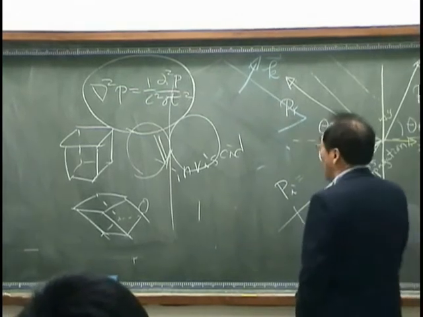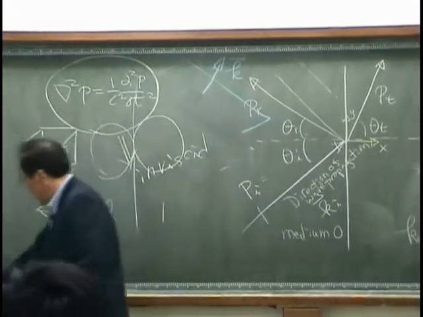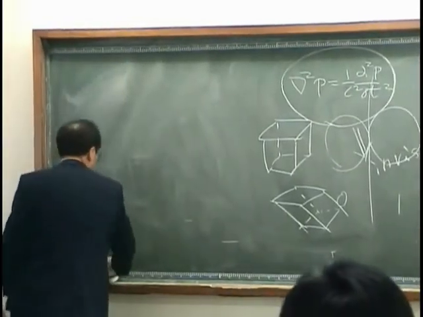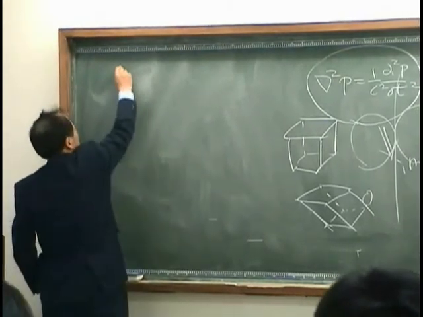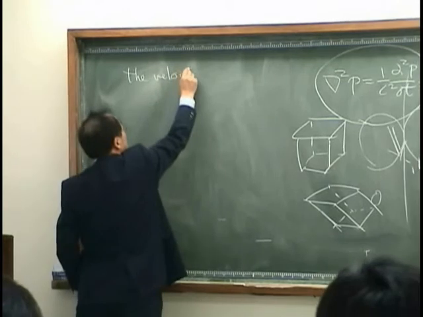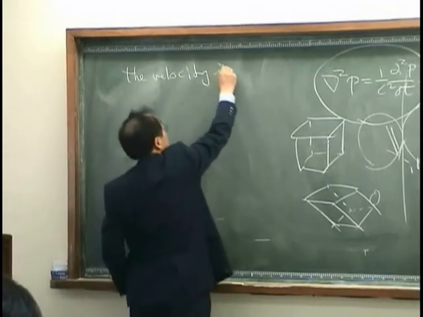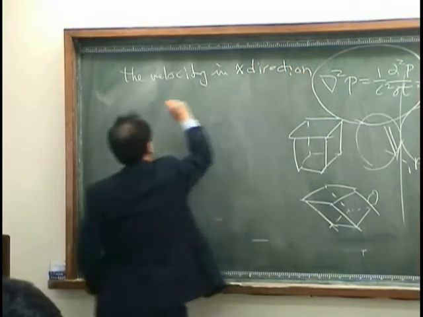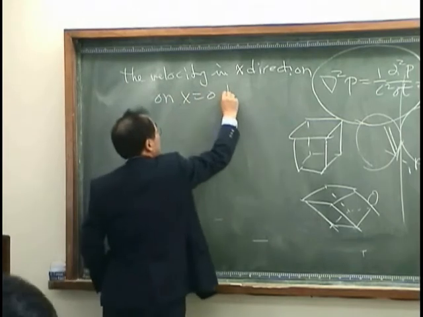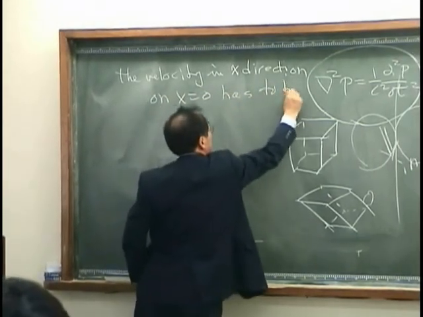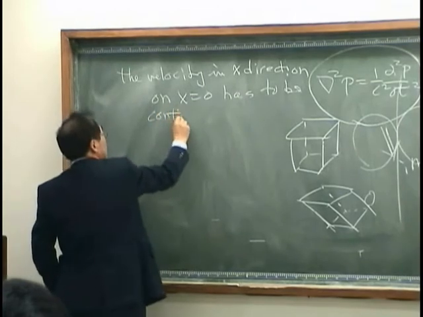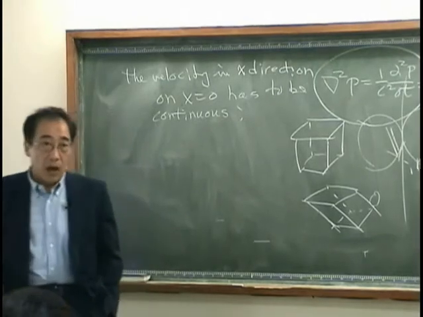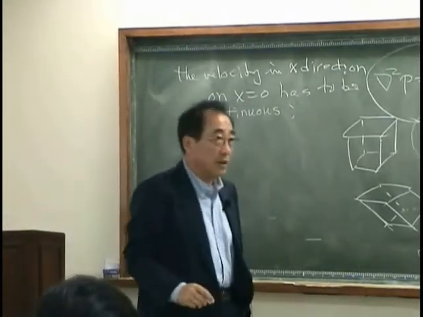Therefore, even though there are many boundaries over here, I can write that the velocity in the x direction on x equal to 0 has to be continuous. That is a physical description. How can you write that mathematically?